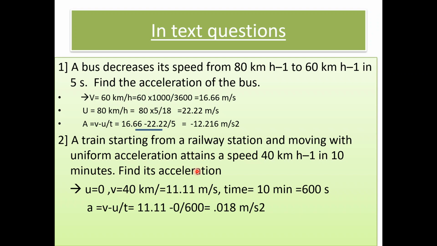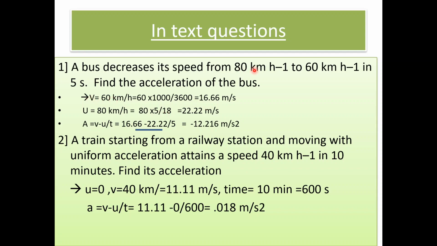Another in-text question: a bus decreases its speed from 80 km per hour to 60 km per hour in 5 seconds. Find the acceleration of the bus. So first of all, while solving the numerical, write the values which are given: initial velocity is 80 km per hour, final velocity is 60, and time is 5 seconds.